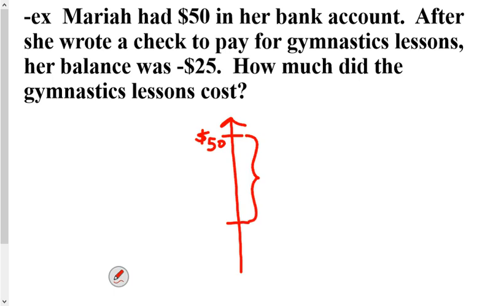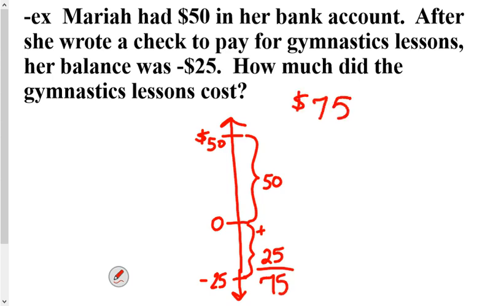She had to have spent all of this $50, so that would have brought her to 0, and then she had to spend another $25, which would have brought her to negative 25. So altogether, she spent 50 plus 25, which is $75. So the lessons cost $75.